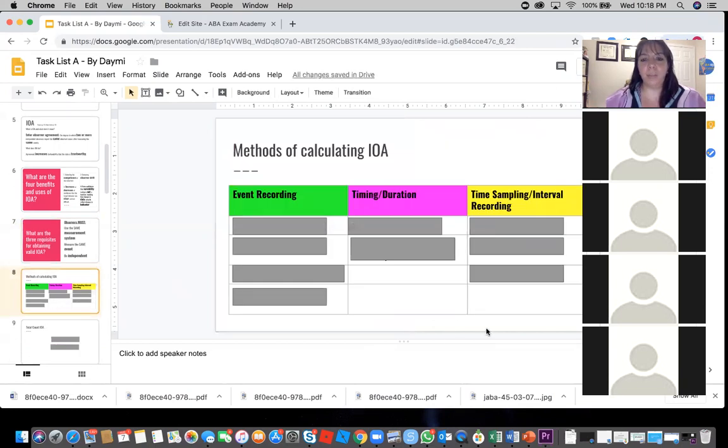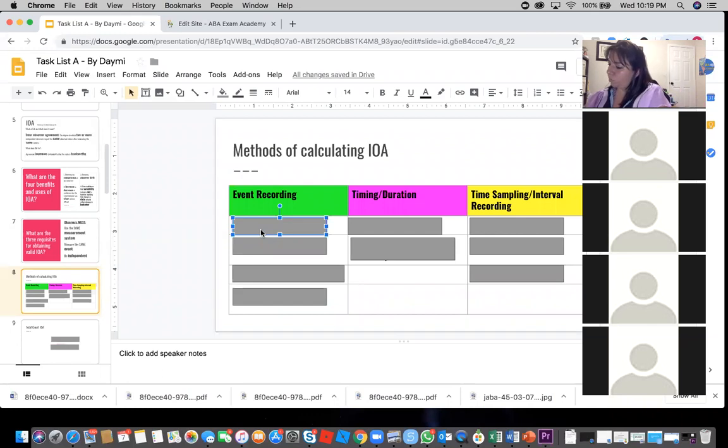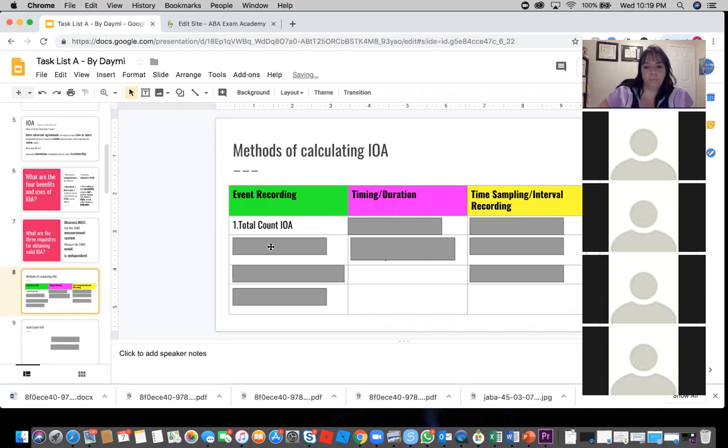All right, tell me the methods of calculating IOA. We have event recording type of IOA, timing duration type of IOA, and time sampling interval recording. Who can tell me the 4 event recording IOAs? Total count. Mean count per interval IOA. Exact count. Trial by trial. Total duration is part of another one. Trial by trial, yes.